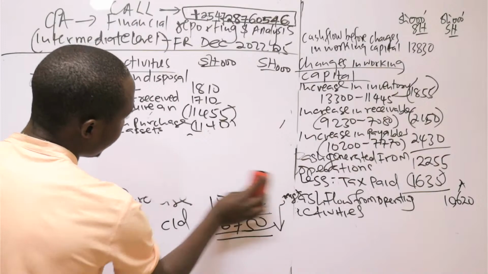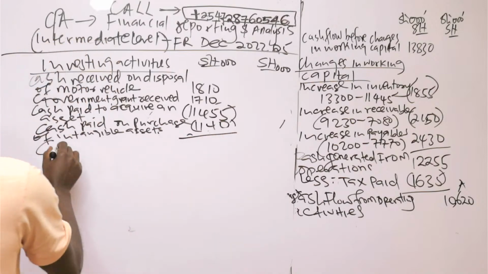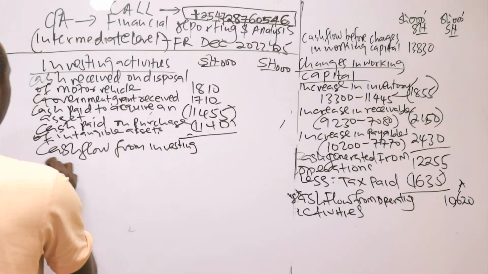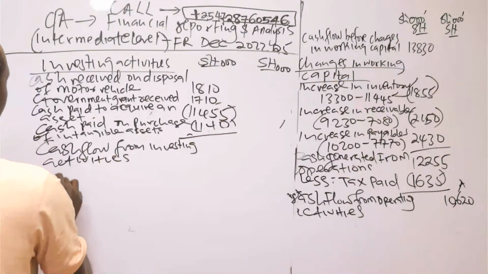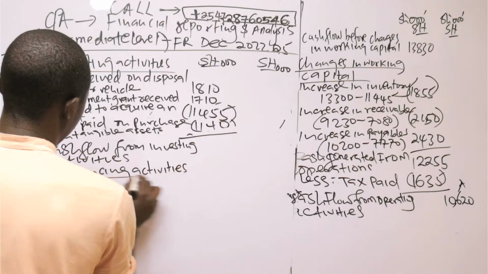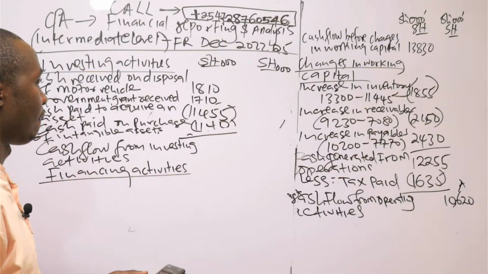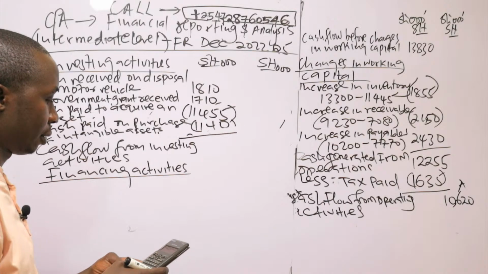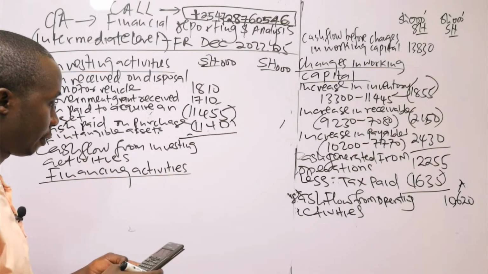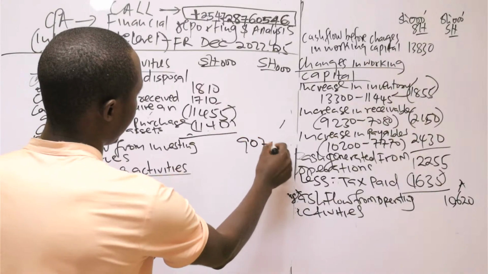So we are done with investing, so we need to get the total and record it on the far end there. So we have the cash flow from investing activities. Then the last part will be financing activities. So let's get this total: 1810 plus 1710 minus 11,455 minus 1140. So this is a cash outflow of 9075.